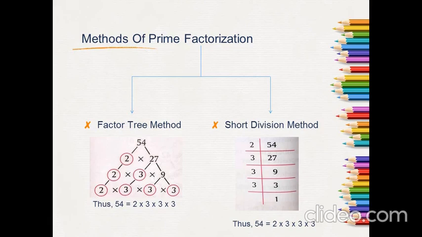Alright children. Next is the short division method. In the short division method, again I took first the smallest even prime number, that is 2. Why did I take an even prime number? Because 54 is an even number. So first I pick an even prime number out of the given even number.